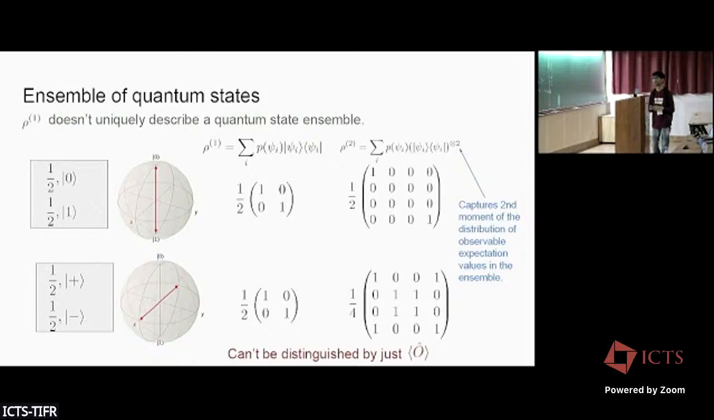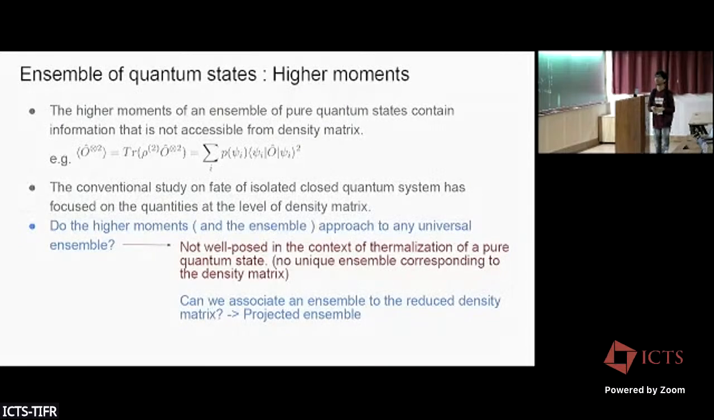So till now we saw that the density matrix does not uniquely represent a particular quantum state ensemble. There might be many ensembles for a given density matrix, and just calculating the expectation value cannot distinguish between different ensembles with the same density matrix. But higher moments of any observable can distinguish between different ensembles.